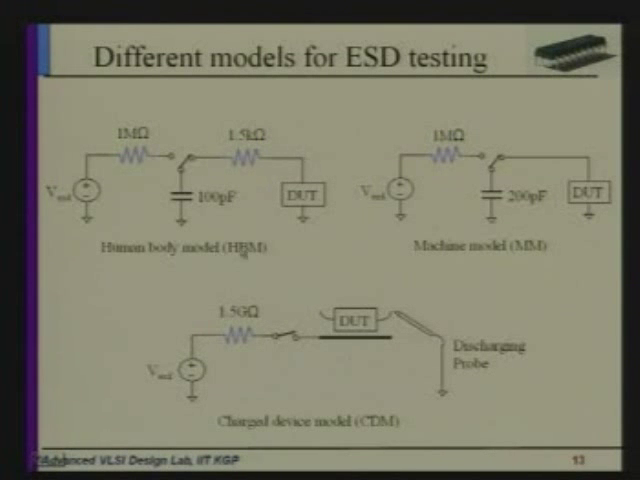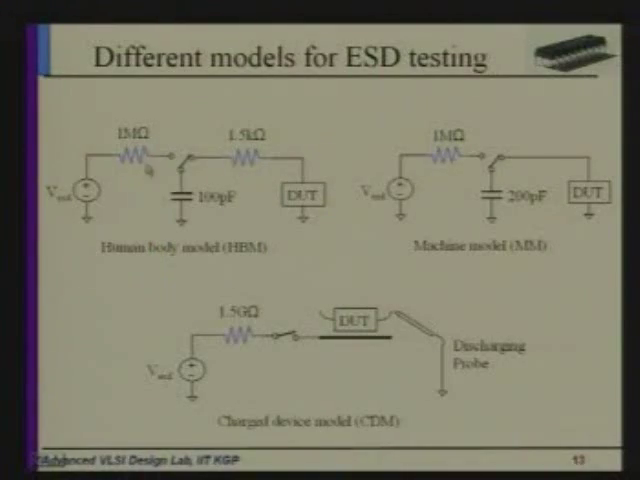This is the human body model, and this is the machine model. So what will the 1 mega ohm resistance do? Sorry, this is the body resistance. Body equivalent resistance is 1.5k. And I don't know, in the standard book they mention 1.1 mega ohm. This is the standard thing, very standard. Same thing, you see 1 mega ohm. Okay. This is the machine model, and this is the charge device model.